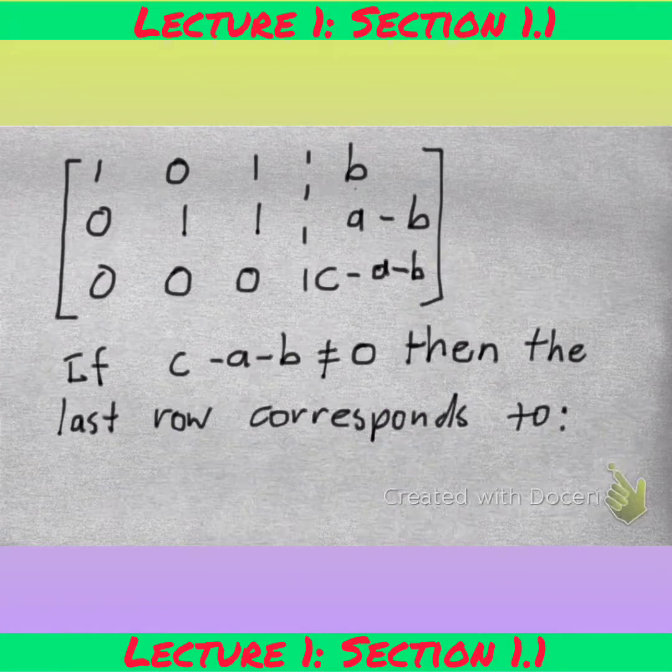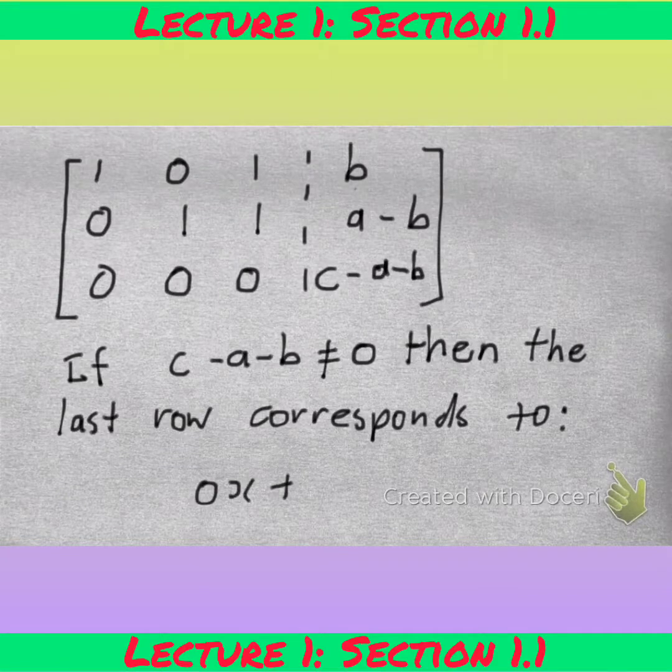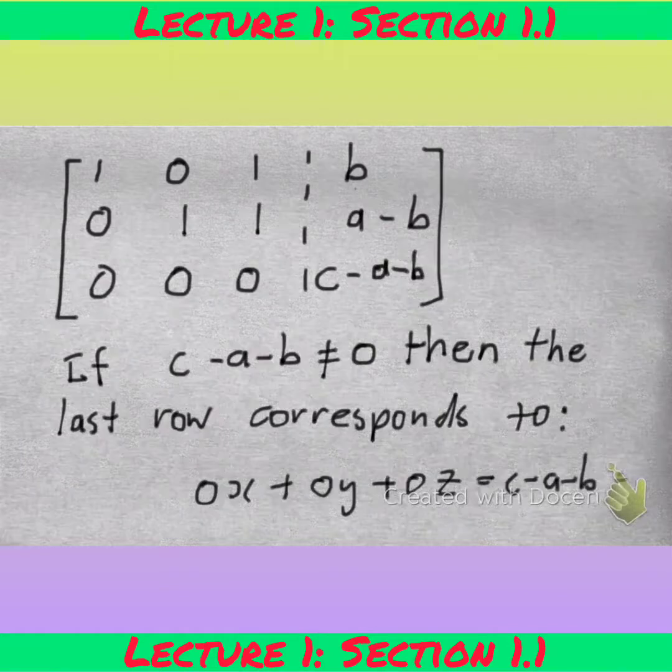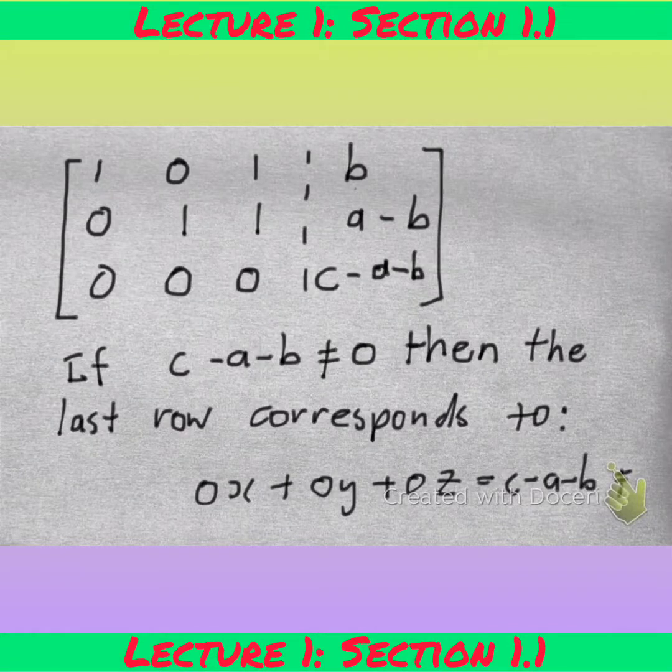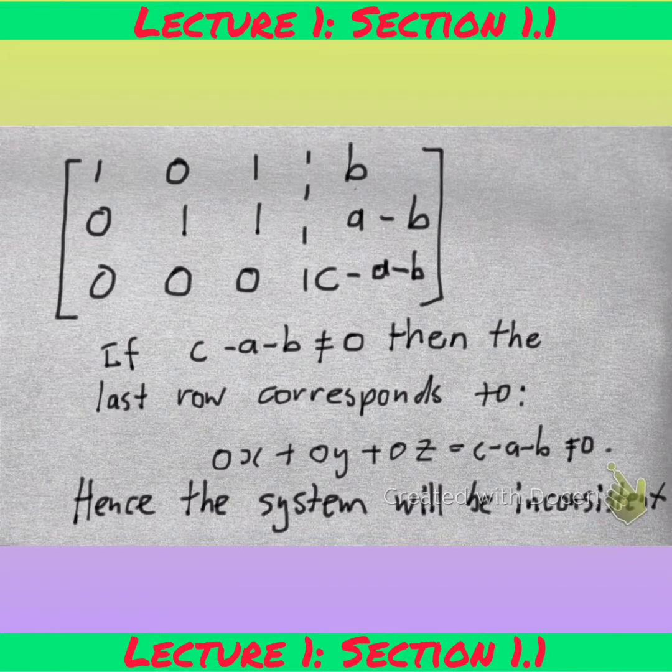It's going to correspond to the equation 0x plus 0y plus 0z is equal to a number C minus A minus B, which is not 0. But the left-hand side is always 0, and no 0 number can equal a non-zero number. That's going to imply the system is inconsistent. All right, and in that case, the system will be inconsistent.